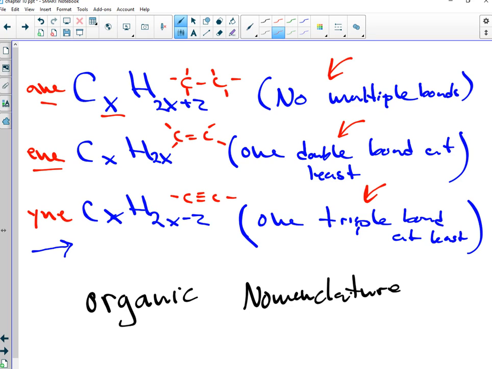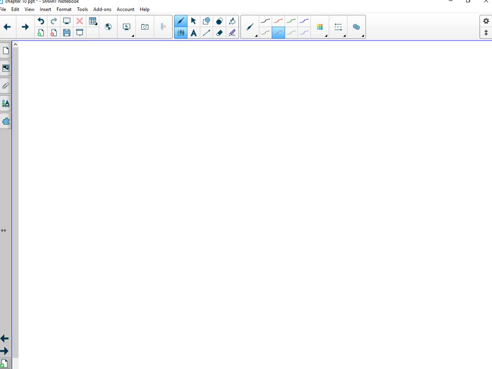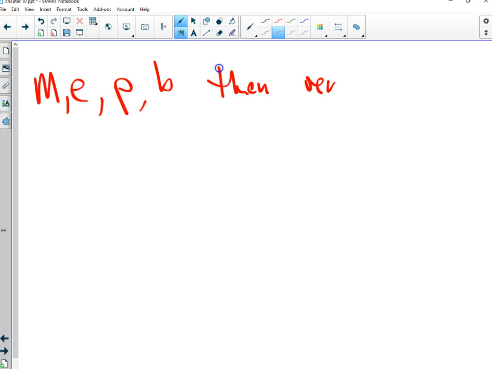Now, prefixes, I don't think I have these written. The prefixes, this is how I memorized it. You've got to remember, I'm a weird memorizer, but it helped. M, E, P, B, then remember geometry. That's my jingle I made up to myself.